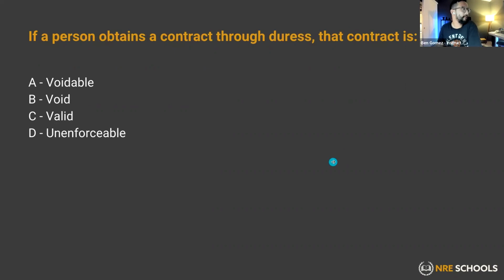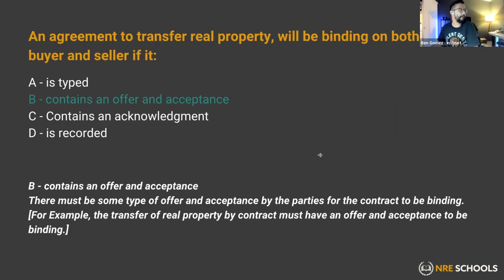Let's see what it is. It's B. There must be some type of offer. There has to be an offer and acceptance by the parties for the contract to be binding. So the acknowledgement is just acknowledging it, but B is a better answer because it has the offer and acceptance. Makes sense. Tricky questions.